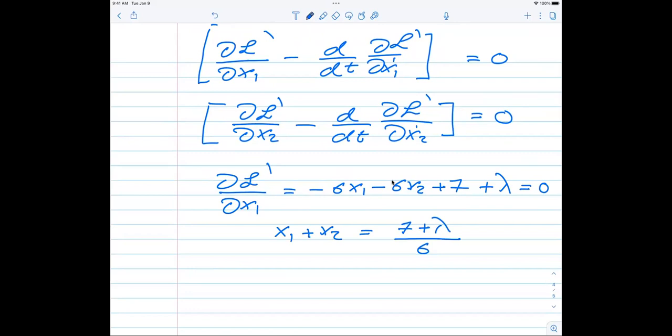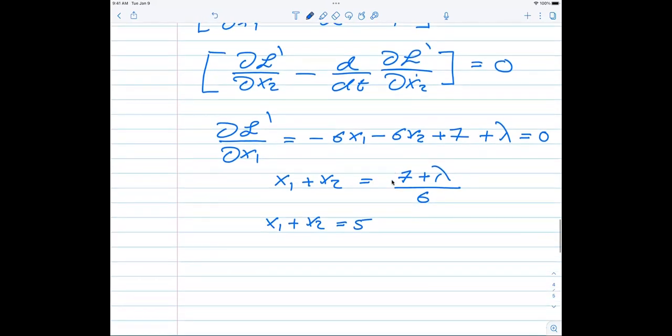Now, what we know is that x1 plus x2 is actually equal to 5. So I can use that. This means that this quantity, 7 plus lambda divided by 6, has to be equal to 5. And if I do the mathematics now, that means that lambda is equal to 23. So I found the value for this lambda.